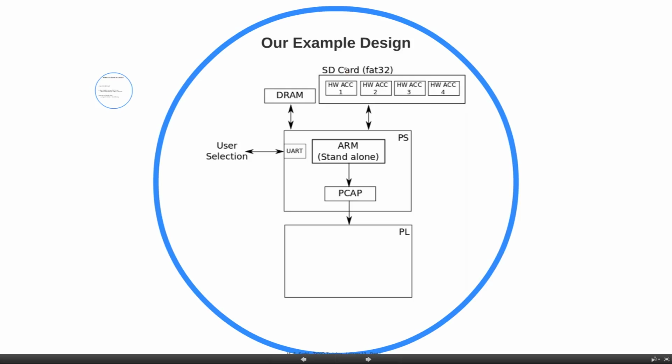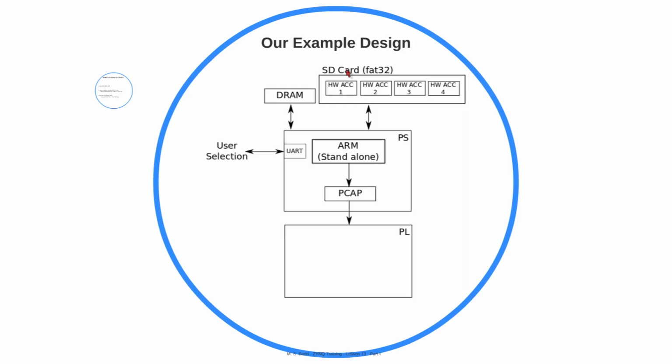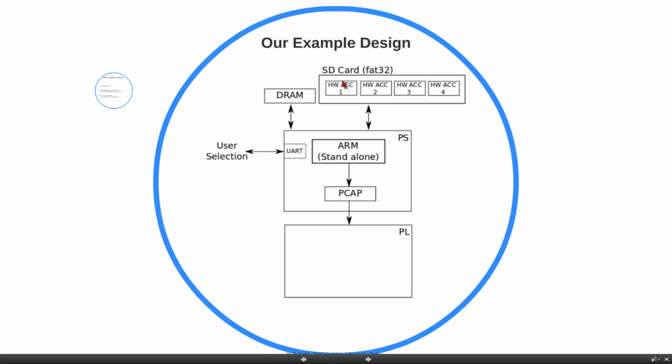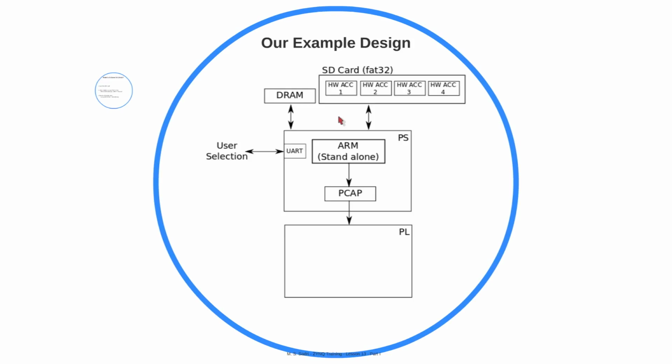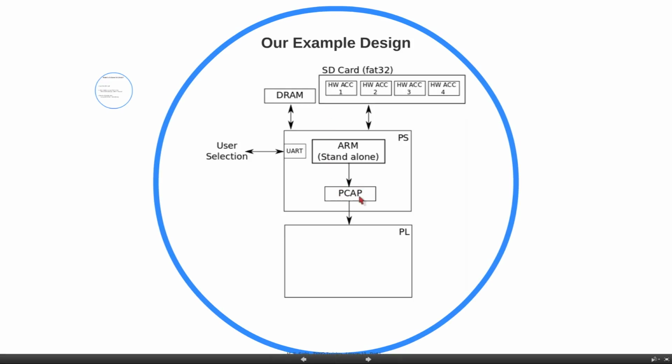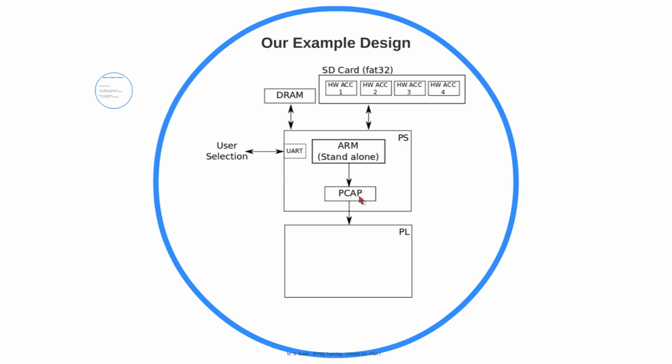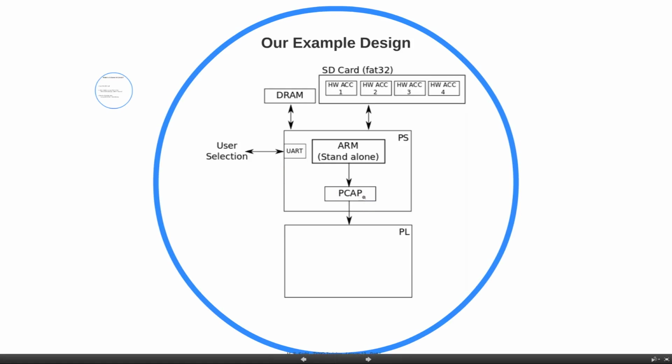On the SD card, we will have the FAT32 file system. So the first challenge is how I can read these bitstreams from the SD card in standalone mode. And the next one is how I should initialize, configure, and use the PCAP controller component so that I can transfer a bitstream from the DRAM to the PL and program the PL with the new bitstream.